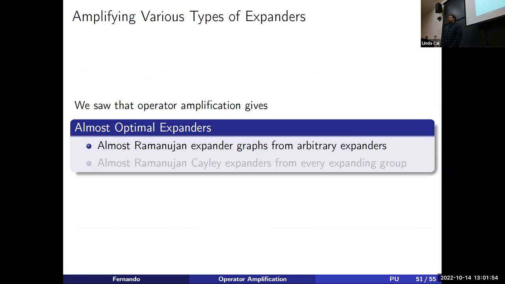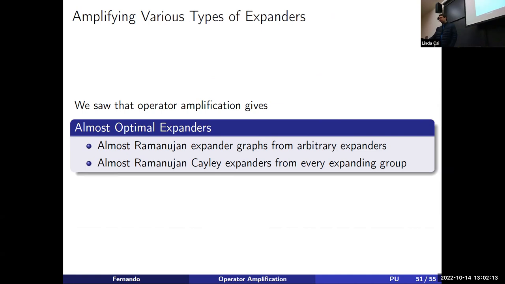Very good. So what we have seen in this talk, right? Operator amplification gives almost Ramanujan expander graphs from arbitrary expanders, right? It preserves the group structure. So whenever you have a group where we know that there are expanding generators, we know that now there are almost Ramanujan Cayley expanders for this group.